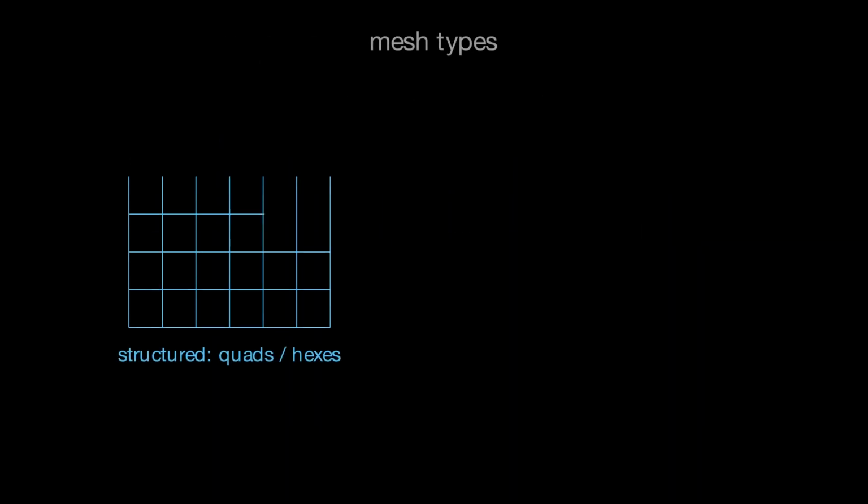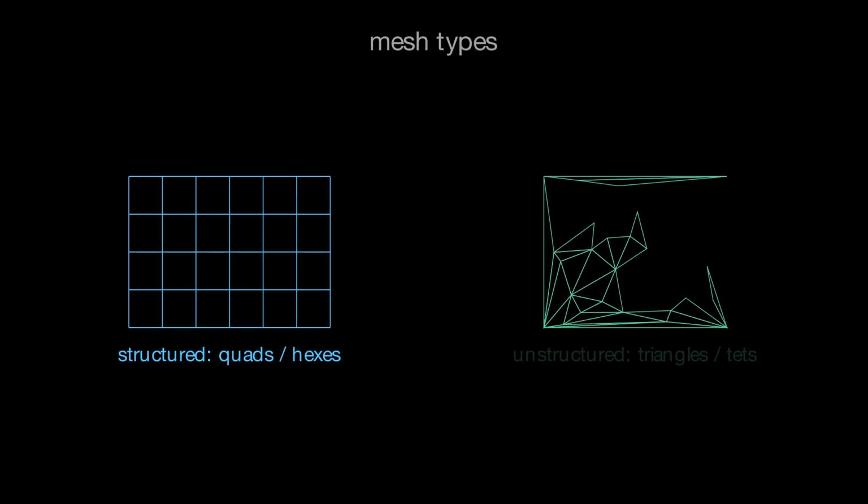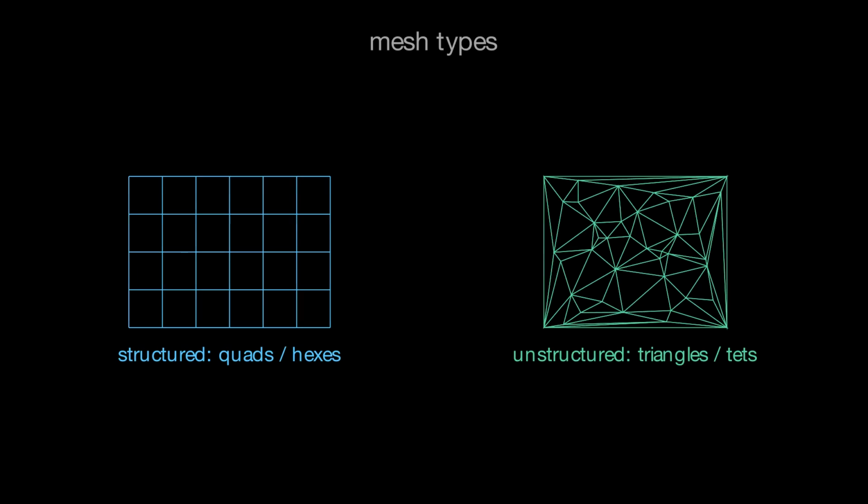2 big families. Structured grids, tidy rows of quads or hexes. Cheap and accurate, but a pain to wrap around a complicated shape. And unstructured grids, triangles or tets, that'll fit just about anything, though you pay in cell count and a little accuracy. Most real meshes mix the two.